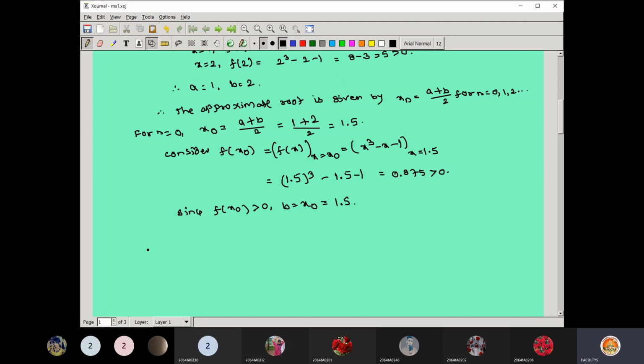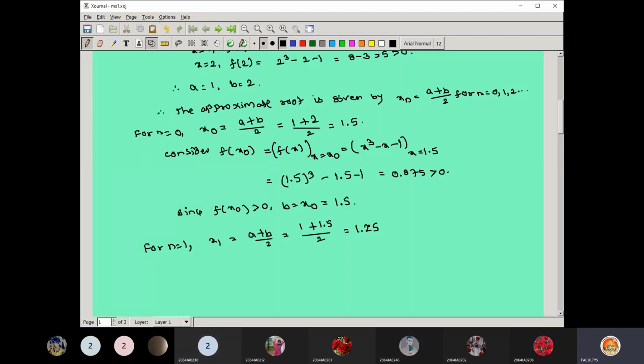So for n equal to 1, I am going to the next value, n equal to 1. You are getting x1 equal to, same formula you are using, a plus b divided by 2. A is nothing but your previous value 1 and plus b value is 1.5, new b value. This is divided by 2. So 2.5 divided by 2. What is the answer you are getting? You are getting the answer is 1.25.